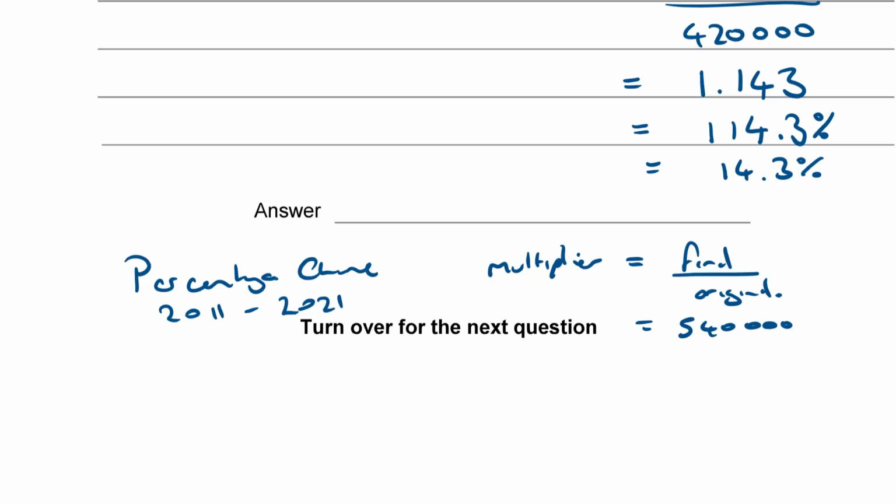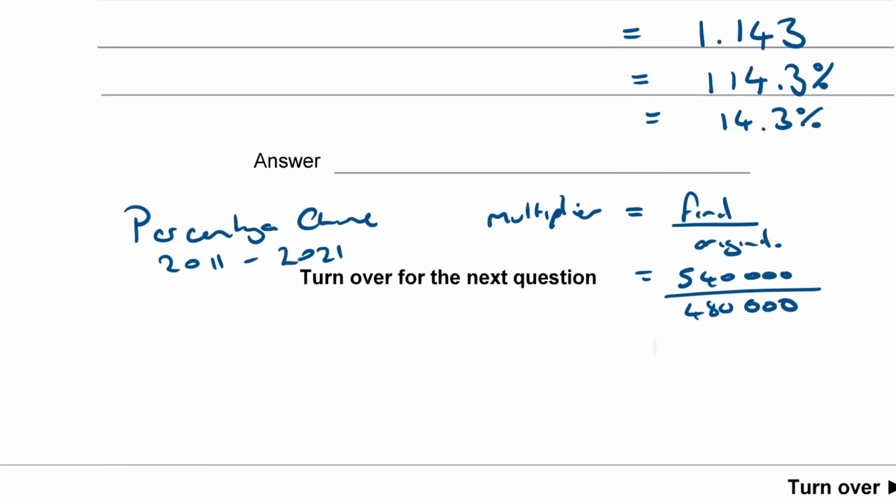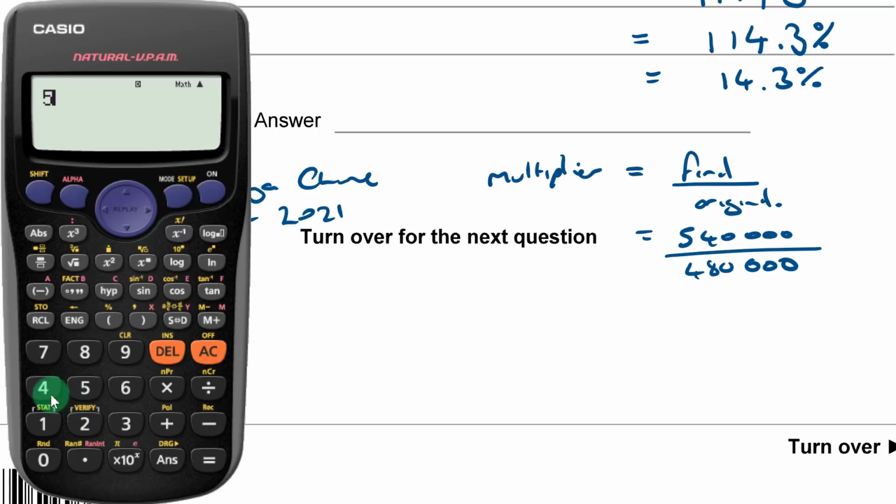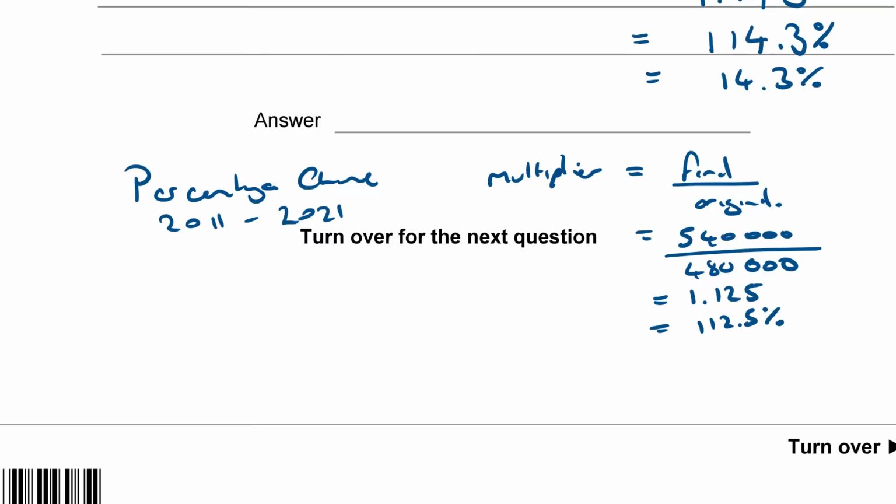540,000 divided by what it was in 2011, which was 480,000. Okay, and then dividing one of those by the other in my calculator. So I'm just going to type in 540 divided by 480 because that's going to give me the same number. I'm getting 1.125 now. So that's 1.125 as a multiplier, which is 112.5%. Okay, so that is an increase.